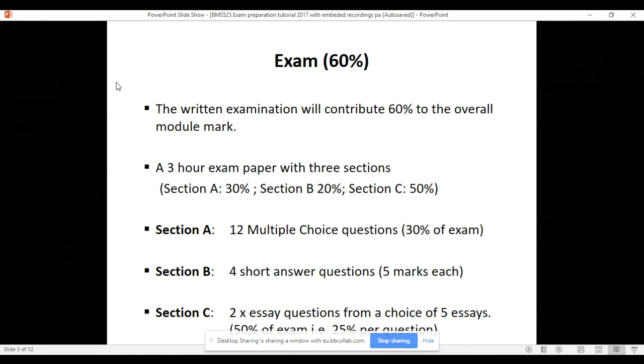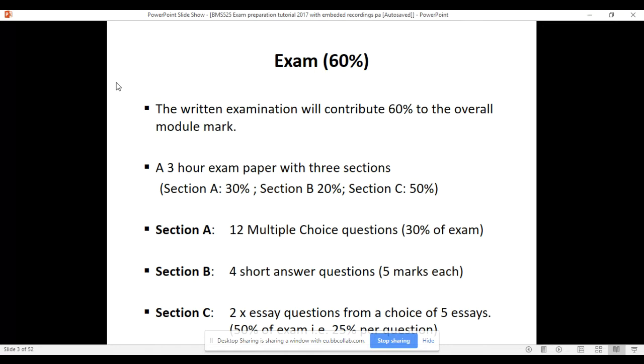Okay, so in terms of the exam, the structure has changed slightly from past papers. The exam itself is still worth 60% of the overall module mark, but the exam is now broken up into 3 sections. And in section A, you'll be asked to complete 12 multiple choice questions, and each of those multiple choice questions will be worth 2.5% each. Okay, so the multiple choice question section contributes to 30% of the exam. Then there's section B, and you'll be required to complete 4 short answer questions, and each of those short answer questions will be worth 5 marks each. And section B will contribute 20% of the exam mark.